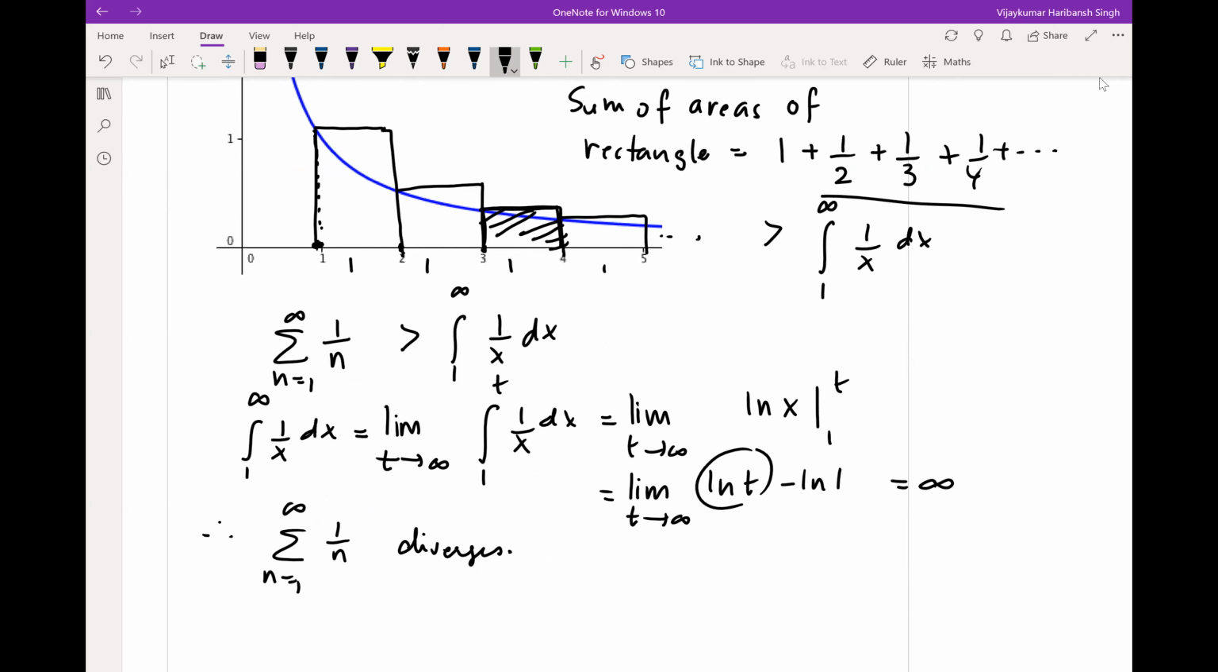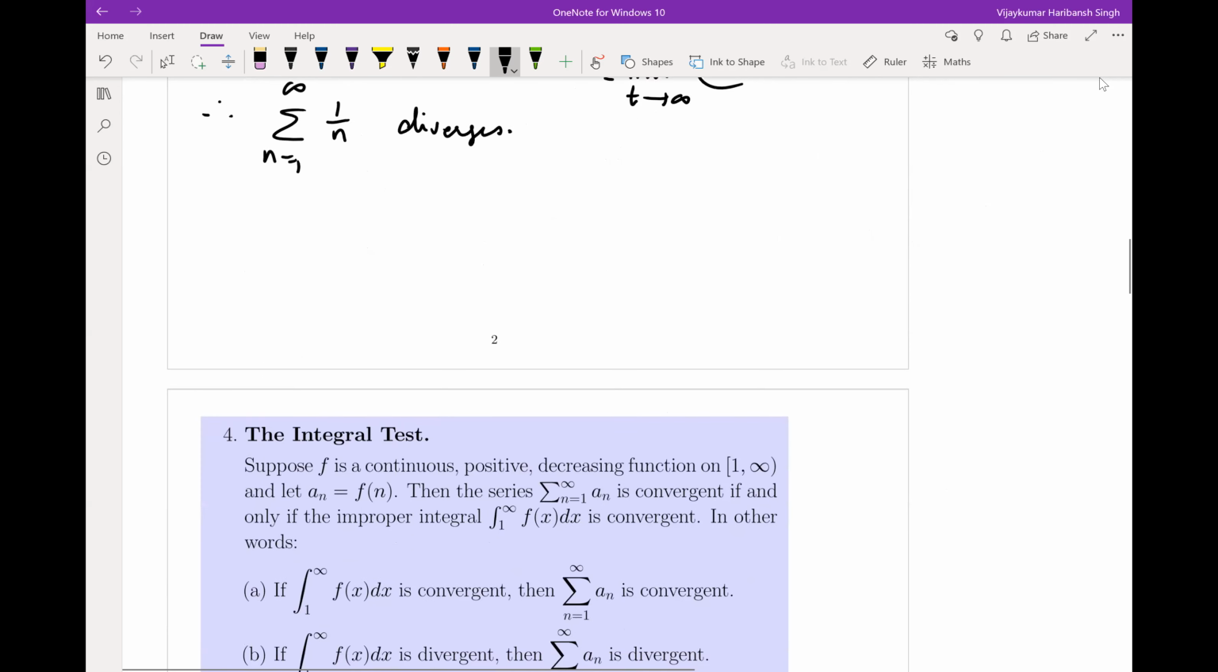So here you see a relationship between an integral and the series. This is what is called the integral test. So we can use integrals now to connect. We are connecting the integral with the series, so this connection is called the integral test. You'll see that in a minute.